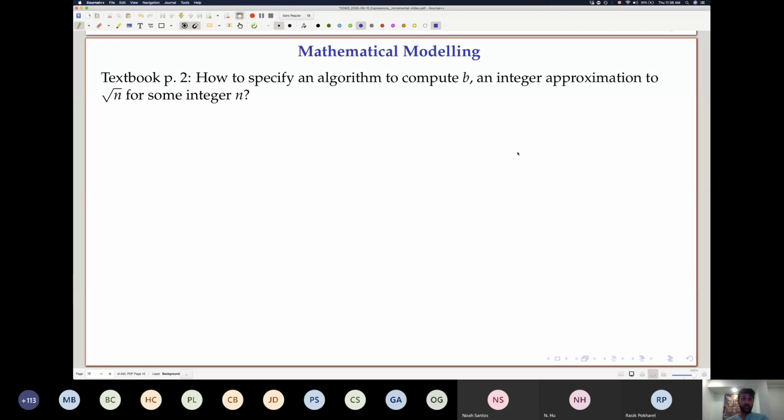So here is a common problem that elementary textbooks on programming might specify. How do you find an integer approximation to the square root of a number?